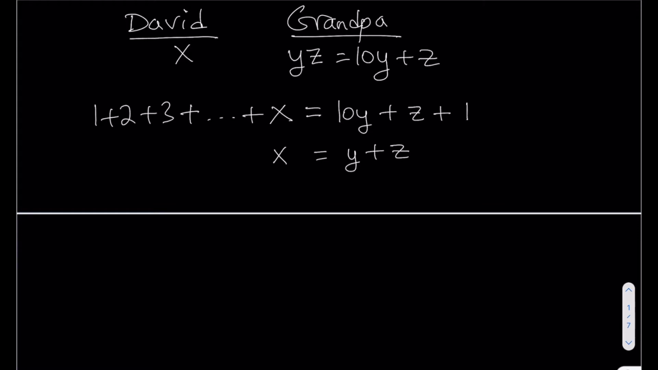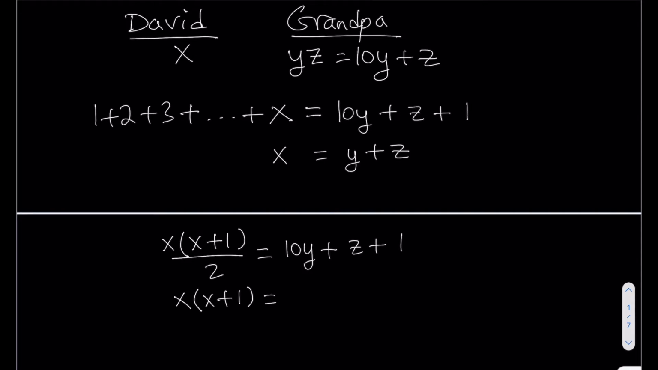First of all, we're going to be simplifying the first equation. The sum of the integers 1 through x is going to be x times x plus 1 divided by 2, and that should equal 10y plus z plus 1. If you cross multiply here, you should get x times x plus 1 is equal to 20y plus 2z plus 2.